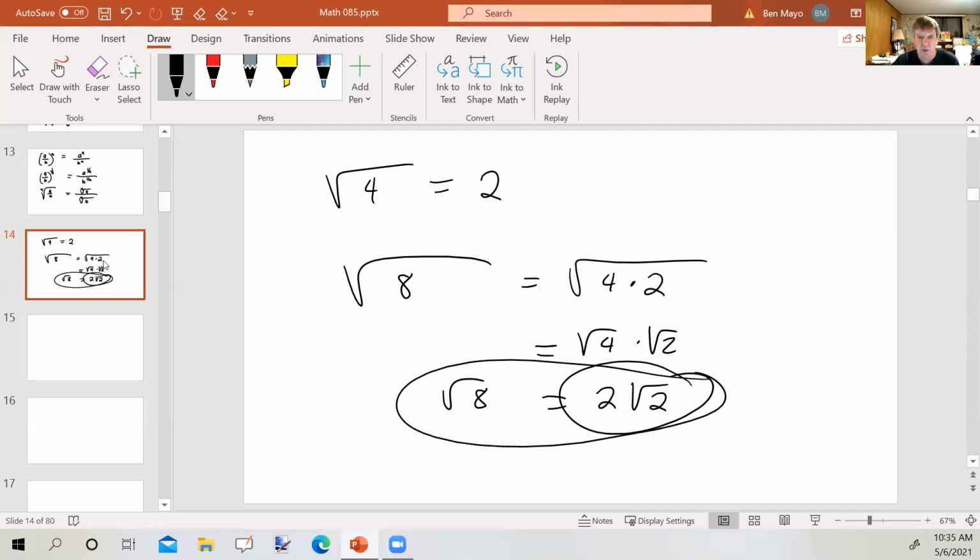Now, again, 2 square roots of 2 looks more complicated than the square root of 8. The two quantities are equal, but by definition, 2 square roots of 2 is simplified because we've reduced the quantity that was inside the radical. We've got a smaller number inside of there, okay? Now, when dealing with square roots, the trick is to find factors inside that are perfect squares so that we can unsquare them and kick them outside.